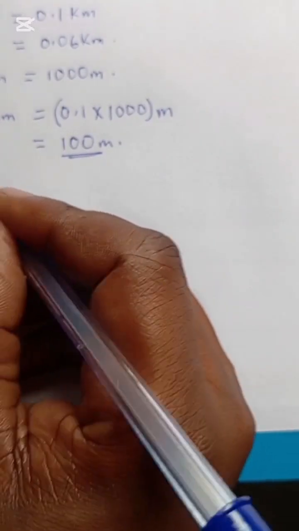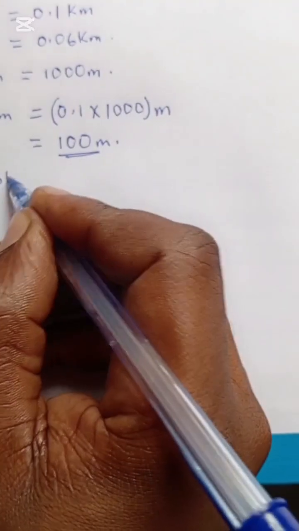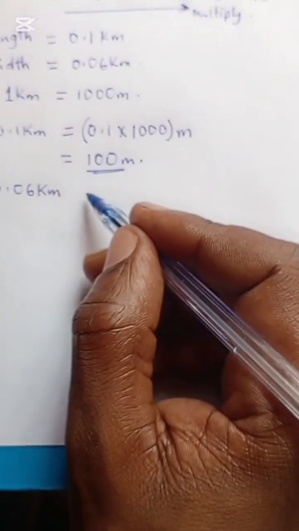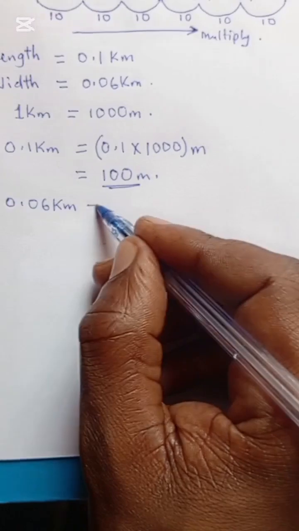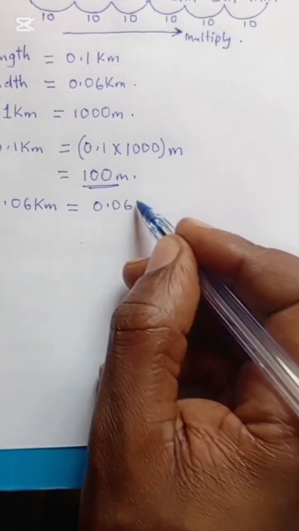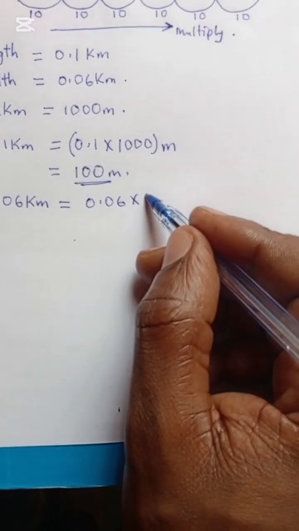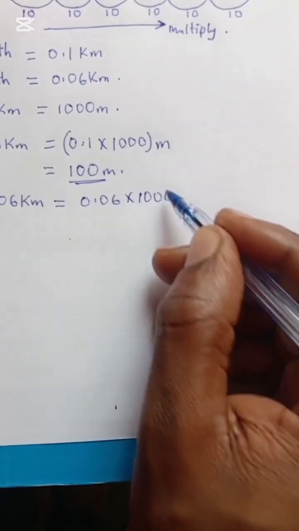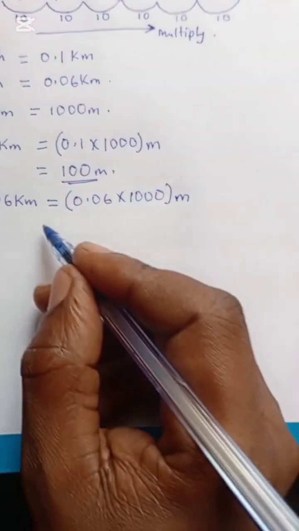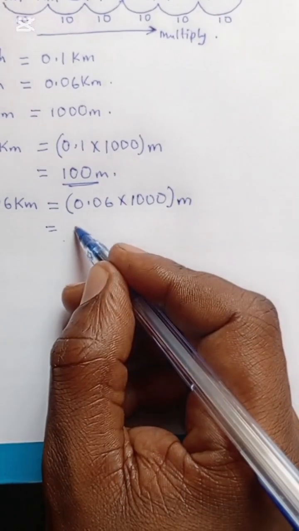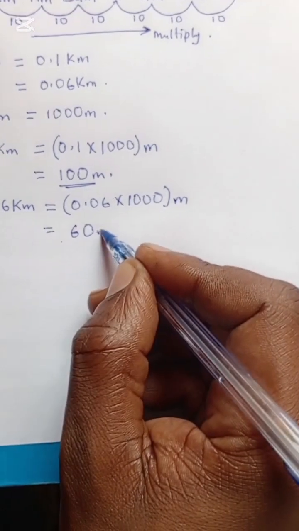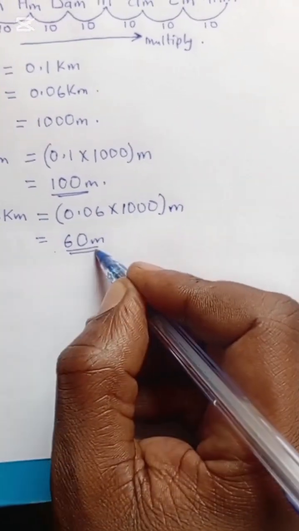What about 0.06 kilometers to meters? I'm also just going to multiply 0.06 times 1,000, and the answer should be in meters. So that is going to give us 60 meters.